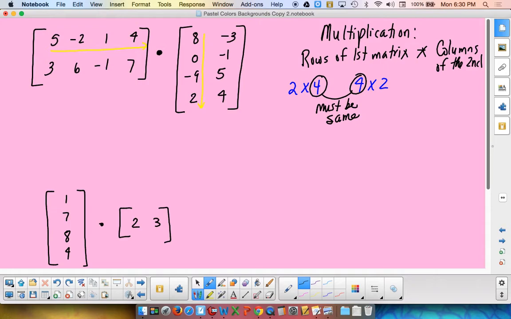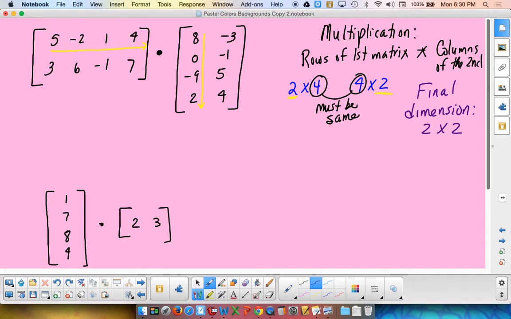The other interesting feature to this is your final answer's dimensions are also given to you in this problem. Your final answer is given to you by the first dimension and the last dimension. So in this case, our final dimensions are going to be a 2 by 2. So when we get done, this answer will result in a 2 by 2 matrix. So your answer matrix does not have to look like either of your starting matrices.